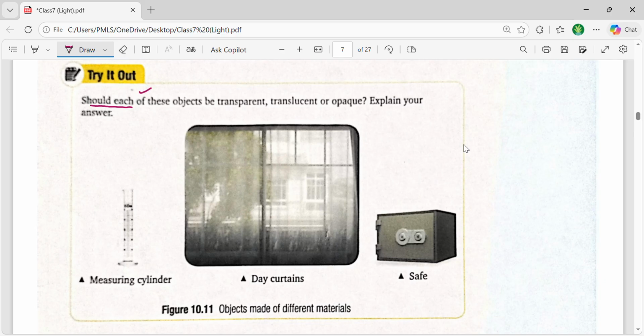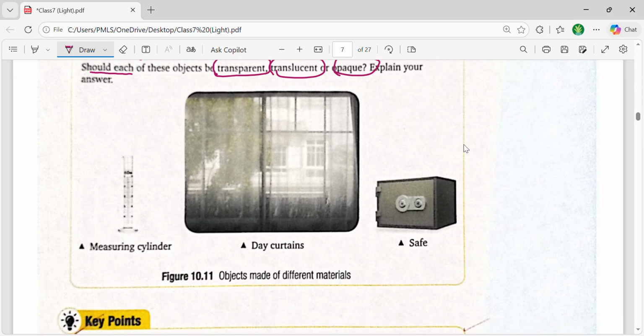Next, they have mentioned some objects that are transparent, translucent, and opaque. So they're asking, what should the measuring cylinder be made of? Can you give me an answer, please? What should the measuring cylinder be made of? Yes, the reason is it should be made of glass, because we need to measure the level of liquid present in it, and in order to measure the liquid, we need to see through it. That's the purpose behind it.